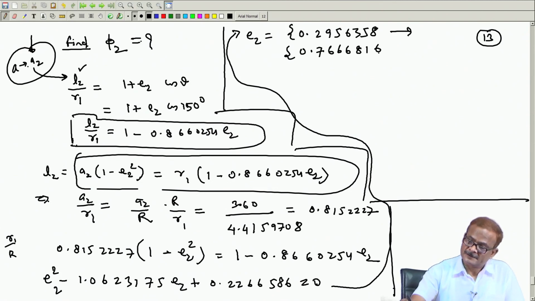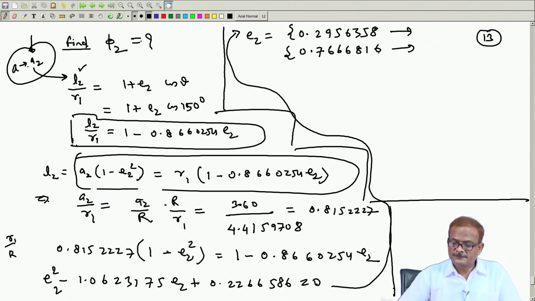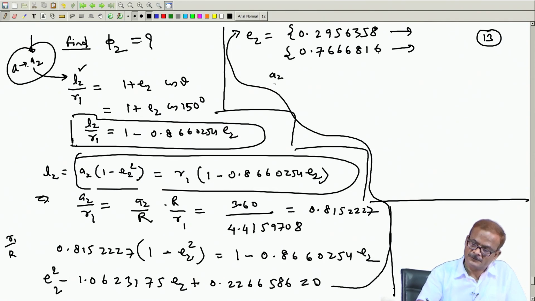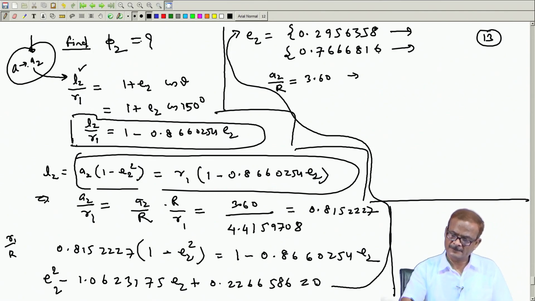Now, which one is correct, which one should we use and which one should we not use? This is the situation right now. E 2 is known to you, E 2 by R is given to be 3.60. So, let us explore what will be the periapsis position R p.